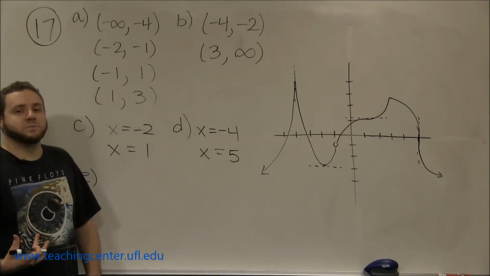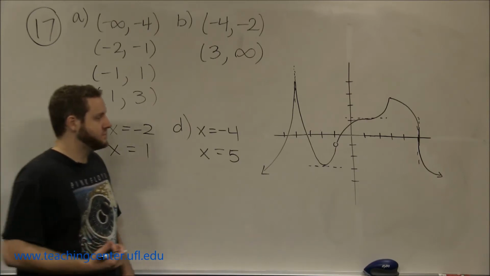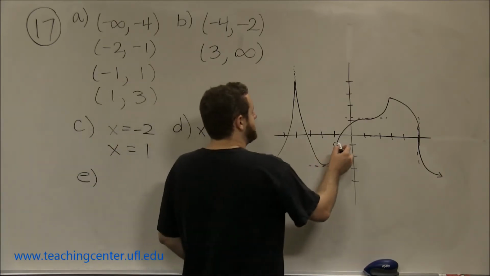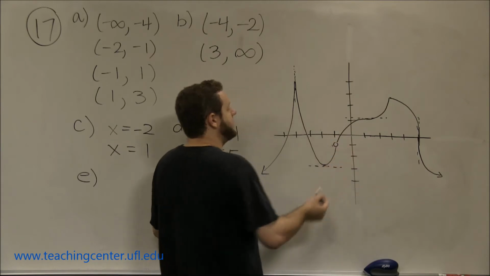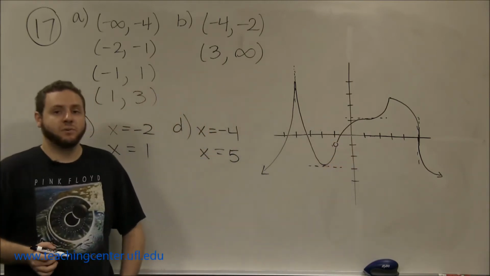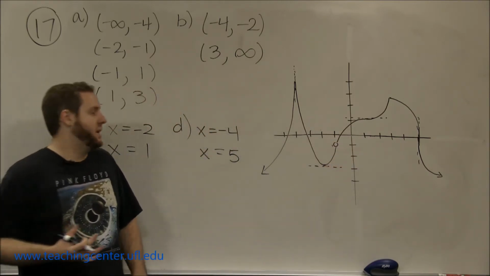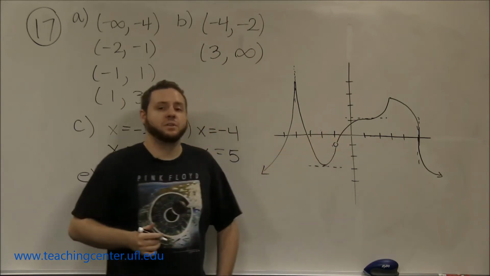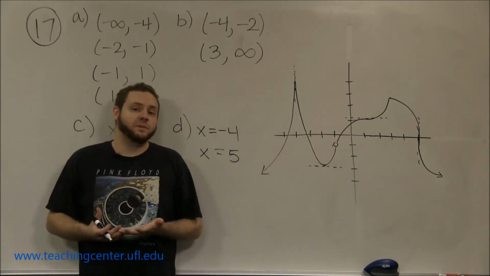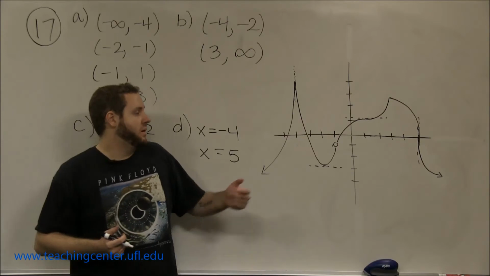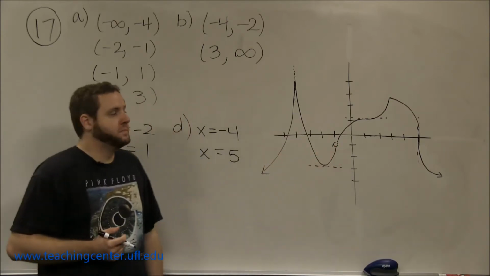Let's think about other places where this would be not differentiable. It's definitely not differentiable at this hole here, because our function doesn't exist there either. If we tried to take the slope of the tangent line at a point that is not even on the graph, we can't do the derivative of that. So that's a point where the function is not differentiable.